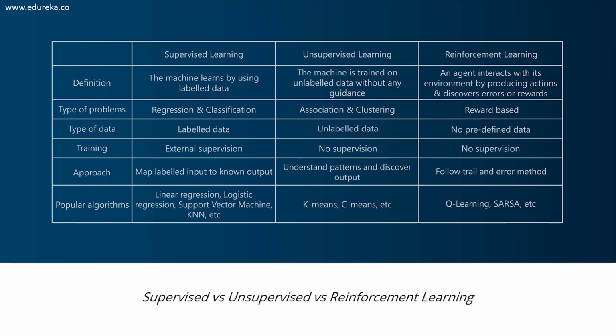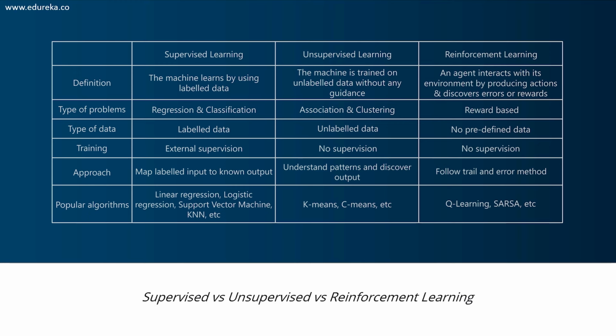Now, the training in supervised learning is external supervision, meaning that we have external supervision in the form of the labeled training data set. In unsupervised, there is obviously no supervision. There is an unlabeled data set, therefore there's no supervision. In reinforcement learning, there is no supervision at all. Now, the approach to solving a supervised learning problem is basically you're going to map your labeled input to your known output. In unsupervised learning, the machine is going to understand the patterns and discover the output on its own. In reinforcement learning, here the agent will follow something known as a trial and error method, right? It's totally based on the concept of trial and error.